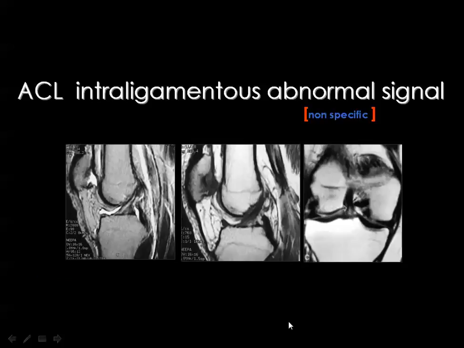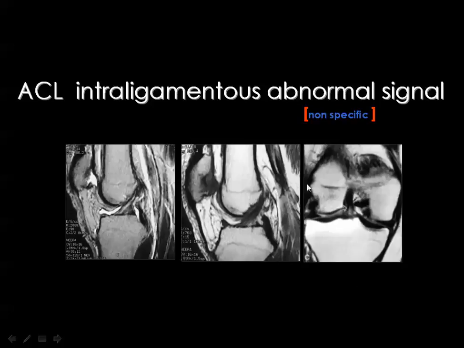Sometimes you can see abnormal signals within the anterior cruciate ligament. And if the anterior cruciate ligament is stretched and is parallel to the roof of the intercondylar notch, then ask yourself, is the abnormal signal seen in the T1 or in the T2? In both sequences, abnormal signal is considered within normal range if the ligament is stretched and is coursing parallel to the roof of the intercondylar notch.